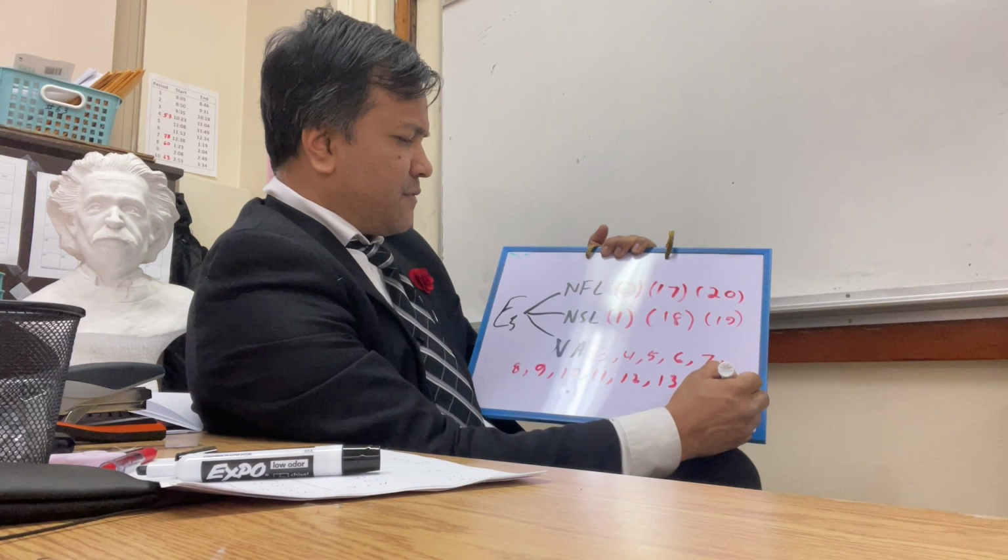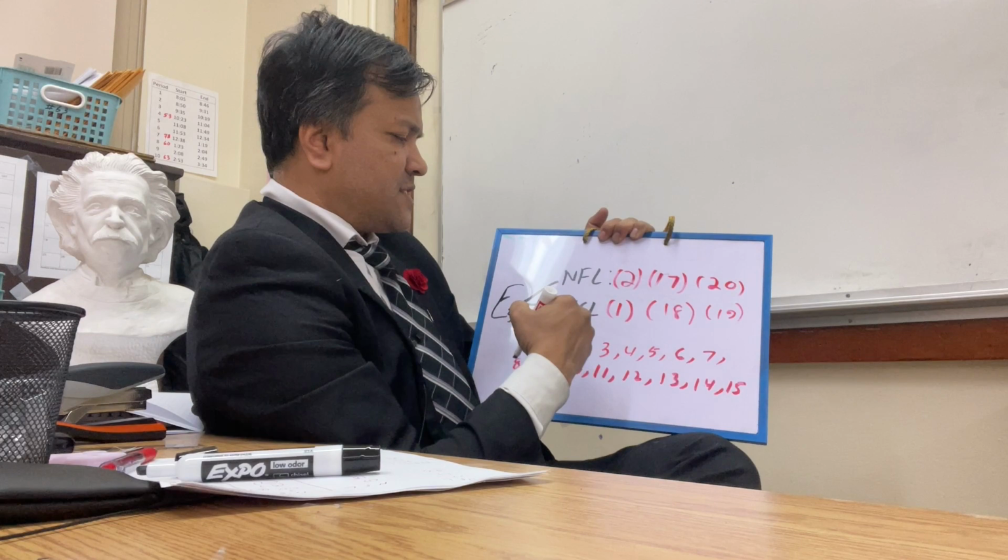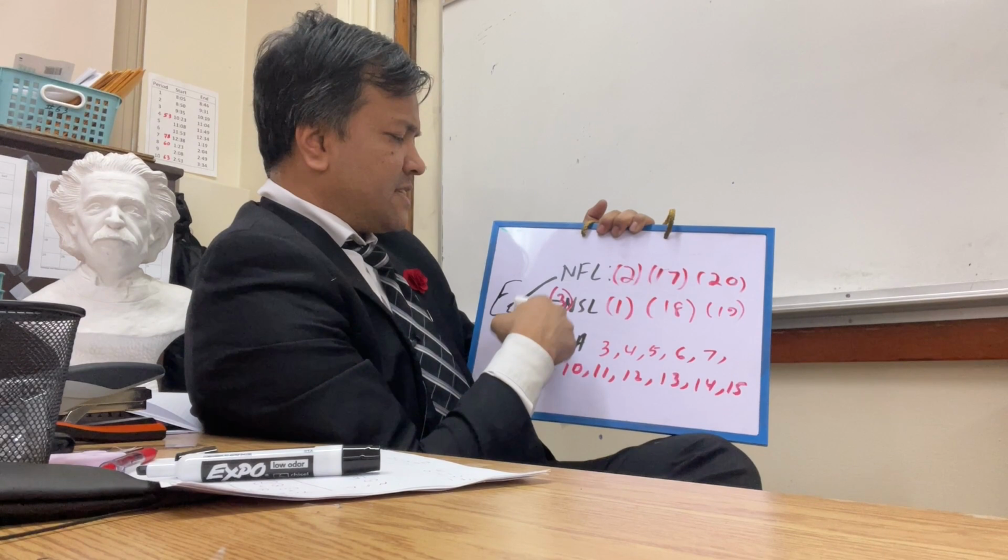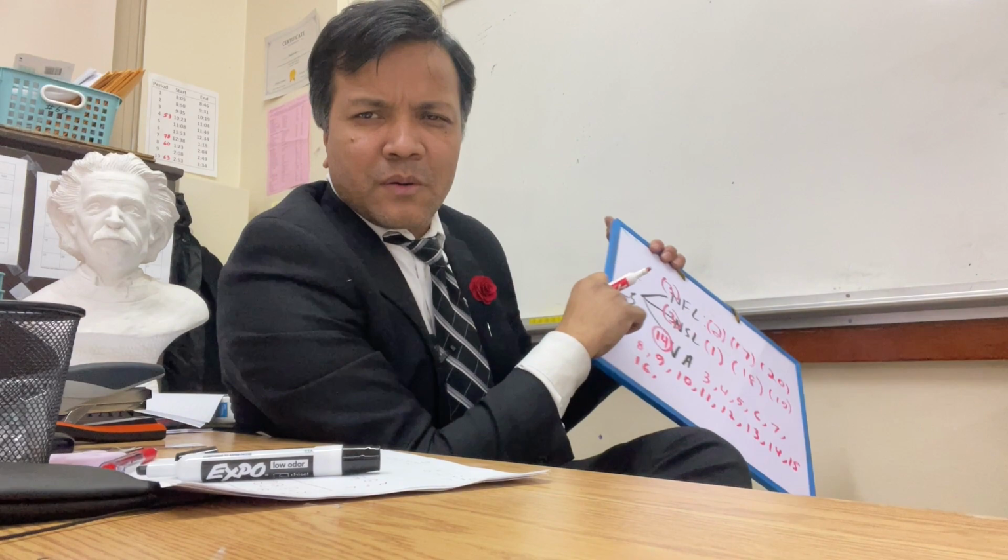14 problems came from vector addition. 3 problems came from Newton's second law. That's 17. And 3 problems came from Newton's first law. And that's altogether 20 problems you had to solve. And now I'm going to go over every single problem.